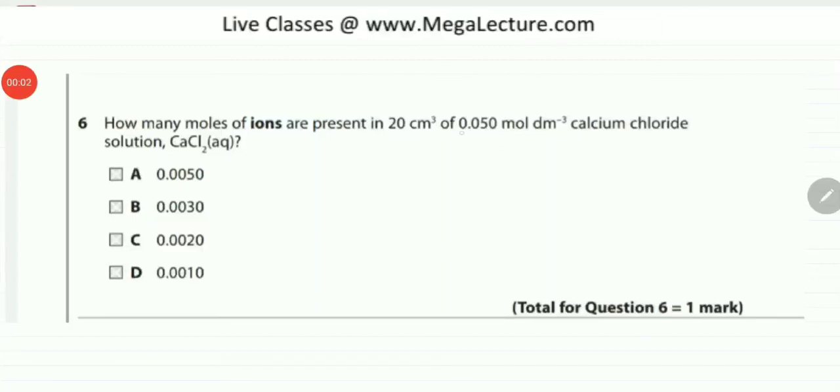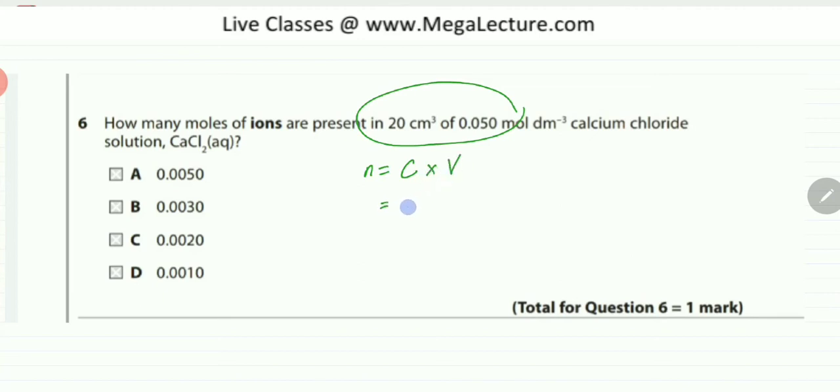The following question reads: how many moles of ions are present in 20 cm³ of 0.05 mol/dm³ calcium chloride? So the first thing I'm going to do is try and figure out the moles of calcium chloride. Moles is concentration multiplied by volume.